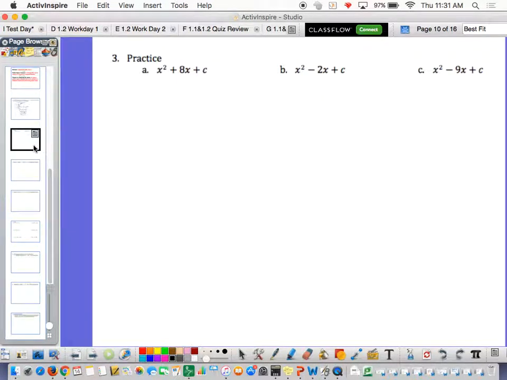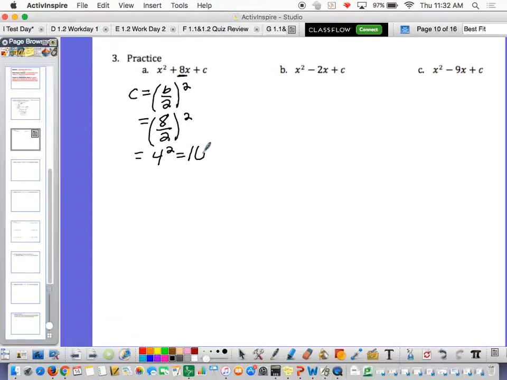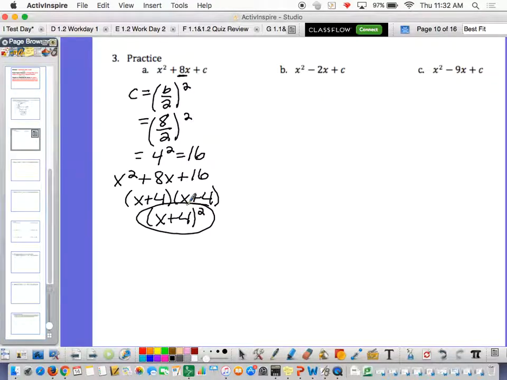Same thing. Okay, you start with x squared plus 8x plus c. There's your b value. So because c is b over 2 squared, that's 8 over 2, which is 4, and that's 16. So your c value is 16. So our trinomial is x squared plus 8x plus 16. That factors to x plus 4, x plus 4. This was one that we did in the beginning anyway. X plus 4 squared is your squared binomial. Okay?